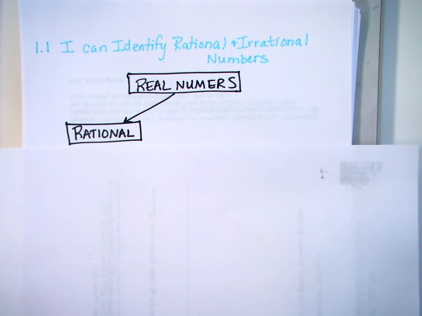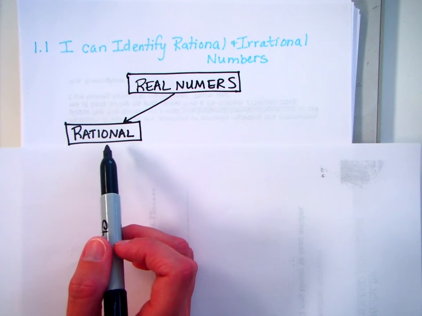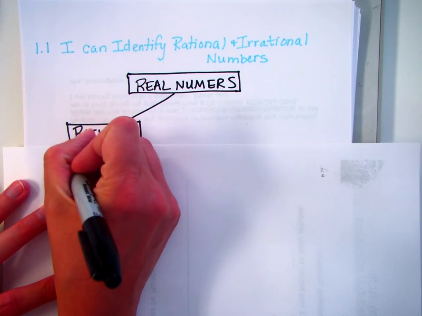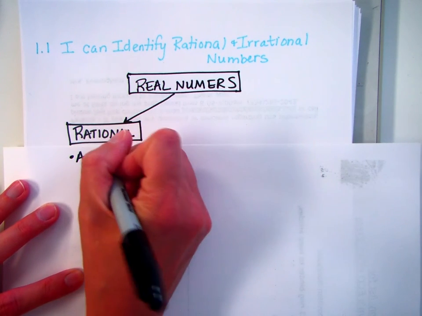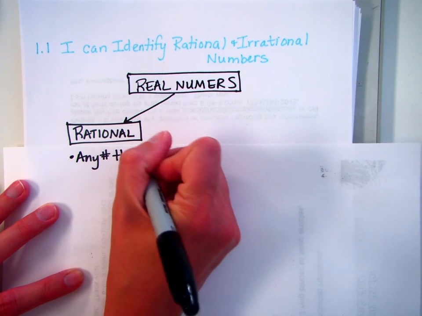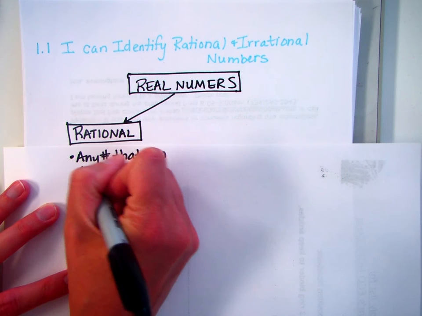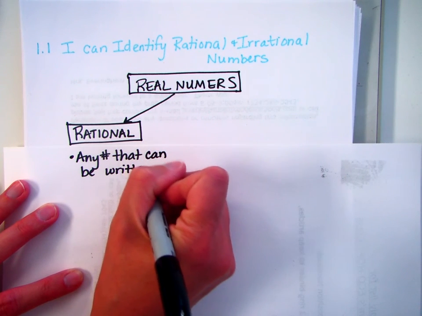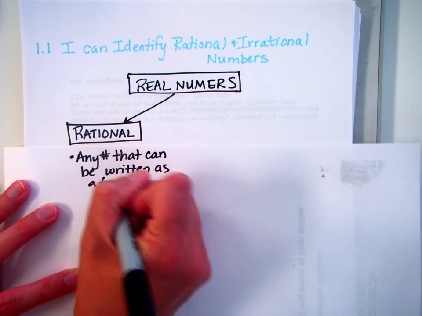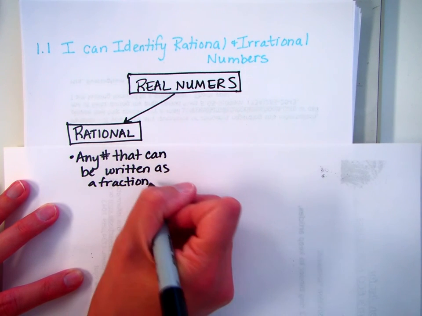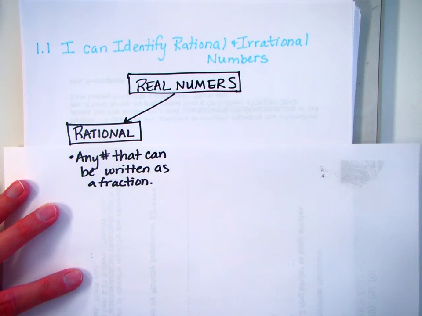Okay, and rational numbers are numbers that you have used probably most of your life, and maybe you just didn't know that they're called rational numbers. Rational numbers are any number that can be written as a fraction. Okay, and we're going to go over some examples of all those. Whole numbers can be written as a fraction. You can take any whole number and put it over 1.